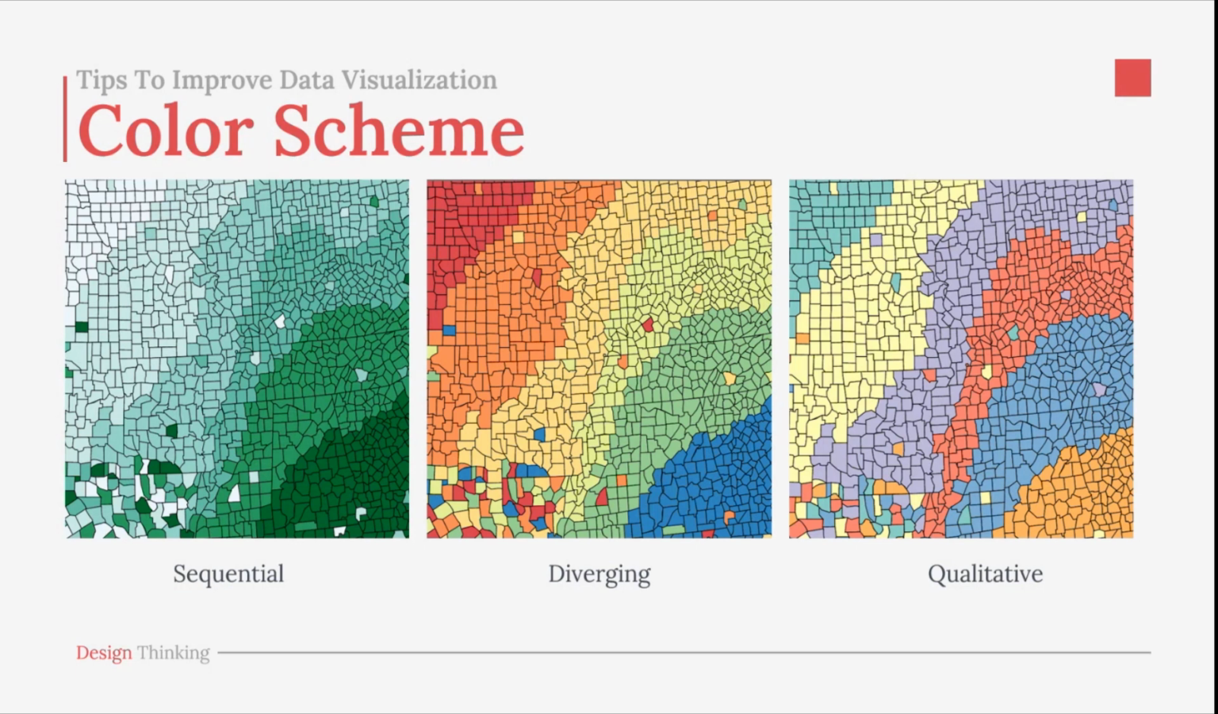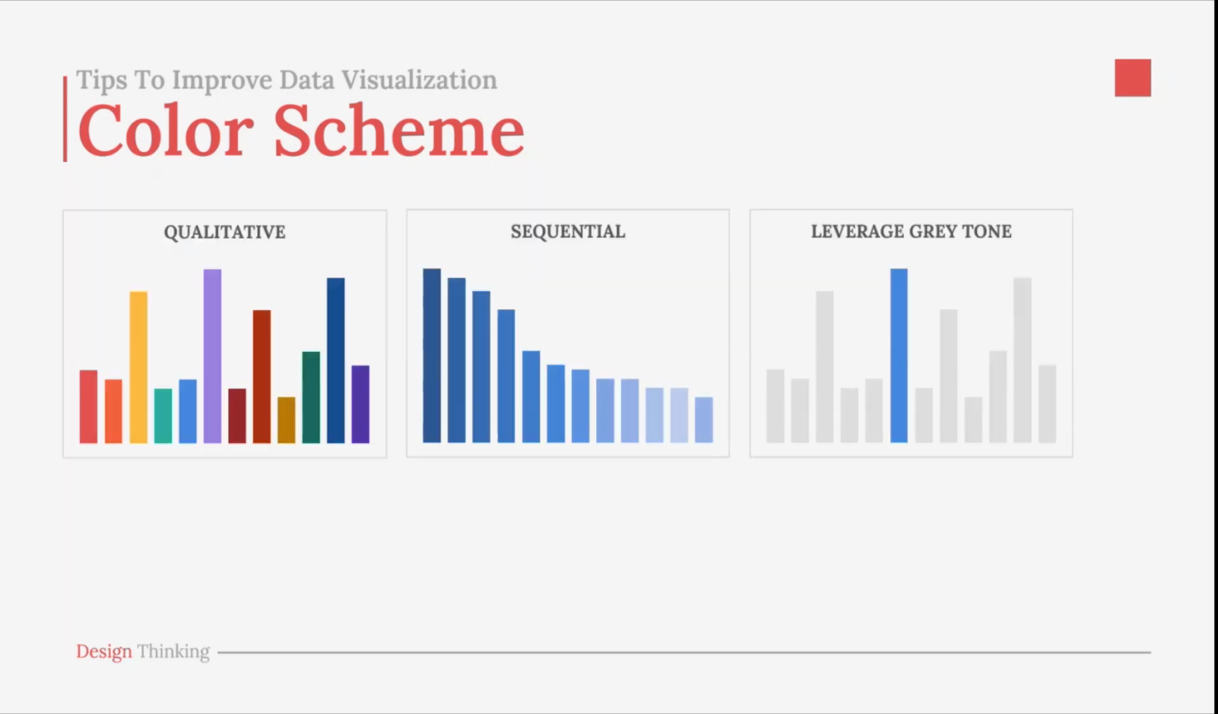And third is the qualitative scheme that you use for a categorical data set, where every category has a unique identity and you want to associate it with a different color. So these are the three different color schemes you can use while creating a chart. Here is the preview of the versions as well. In qualitative, everything has a different design. In sequential, it generally follows the sorting order, maximum to minimum.